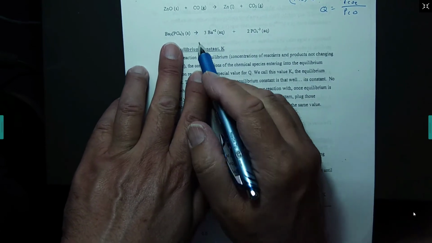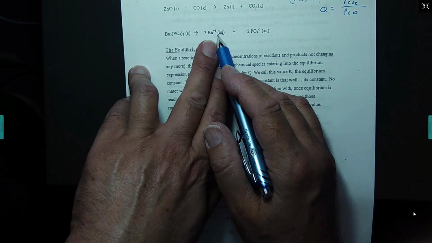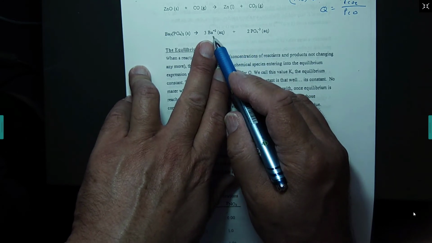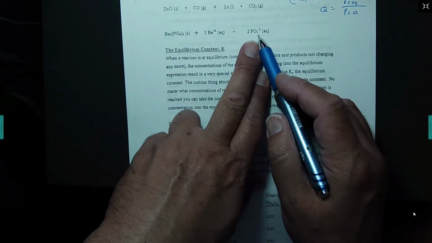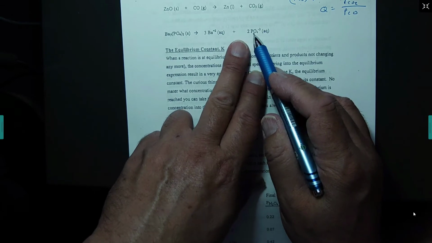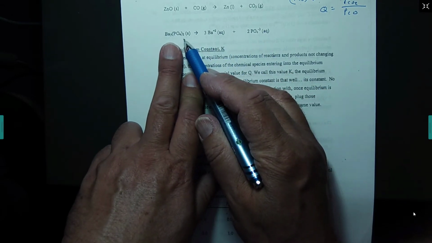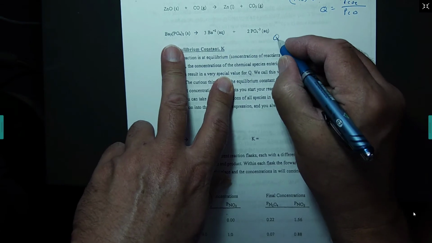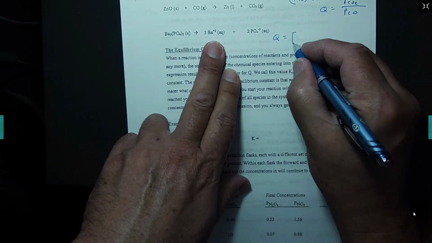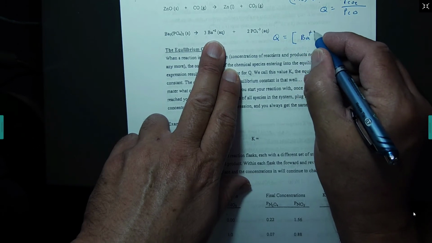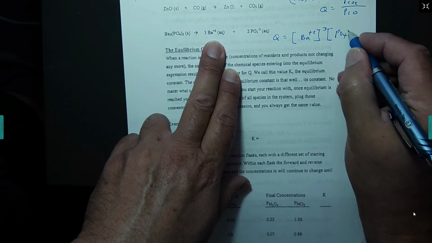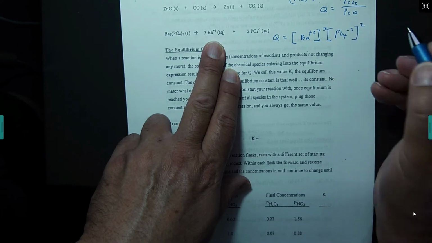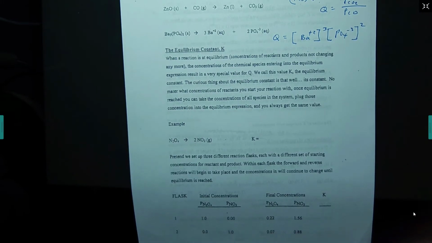So for this one here, solid barium phosphate dissociates, so it's going to be the concentration of the barium ions to the 3rd power, times the concentration of the phosphate ions to the 2nd power, all over, oh wait, that's going to be over a 1. Yeah, Q here is going to be your molarity of your barium ions to the 3rd power, molarity of your phosphate ions to the 2nd power. Again, solids, treat them as the number 1.